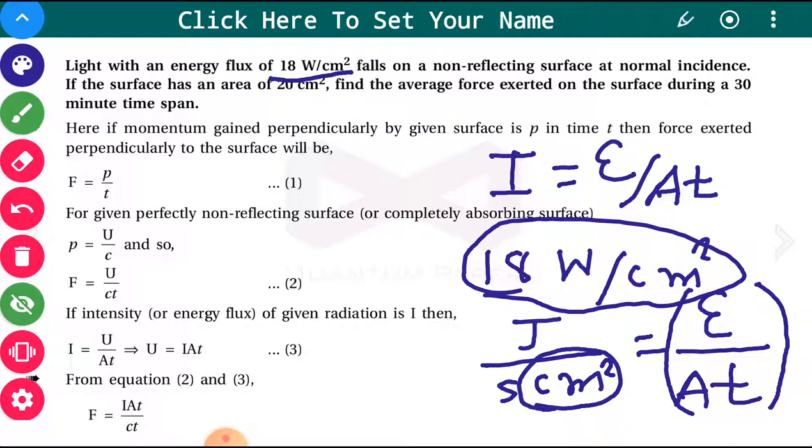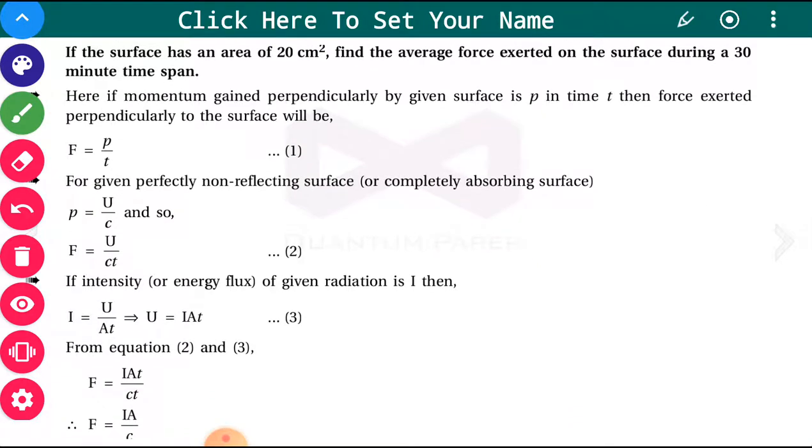It falls on a non-reflecting surface at normal incidence. If the surface has an area of 20 centimeter square, find the average force exerted on the surface during a 30-minute time span. Now force is nothing but the rate of change of momentum, that is dp by dt. F is equal to p upon t, you can write. And according to our formula, p is equal to u upon c.